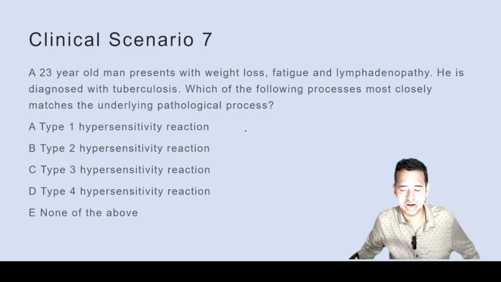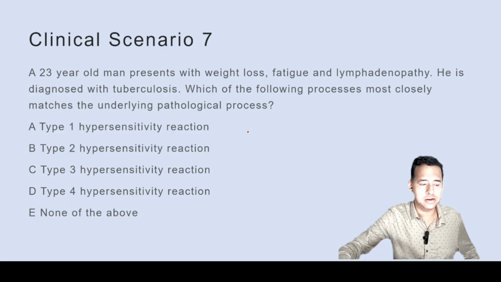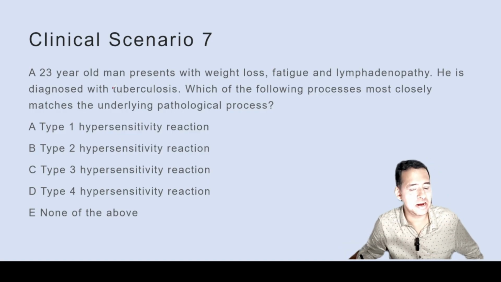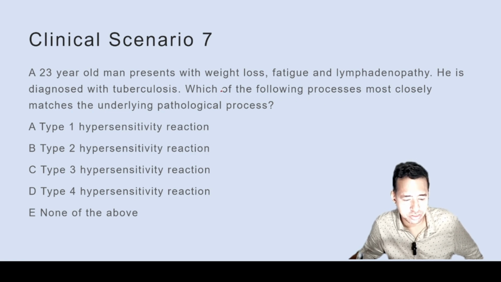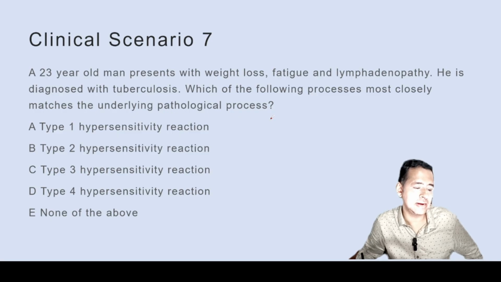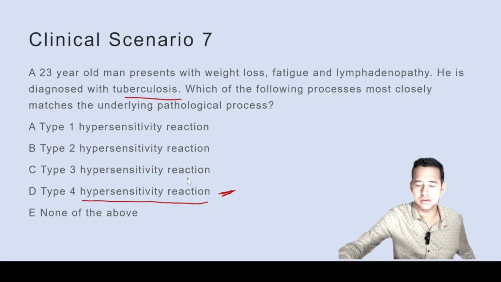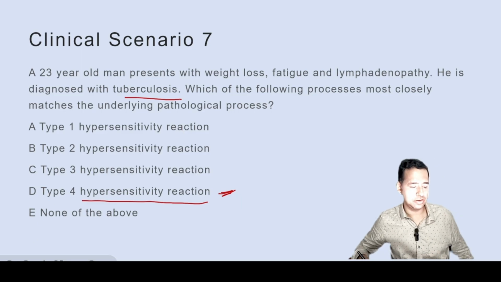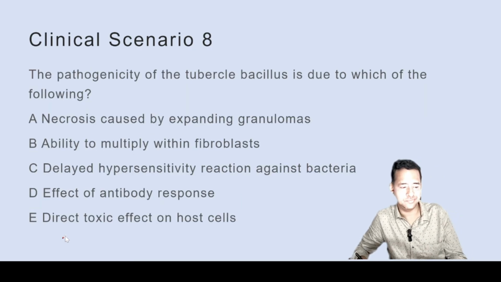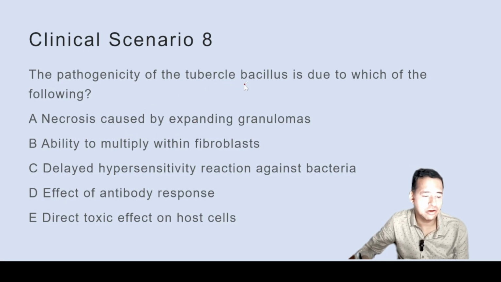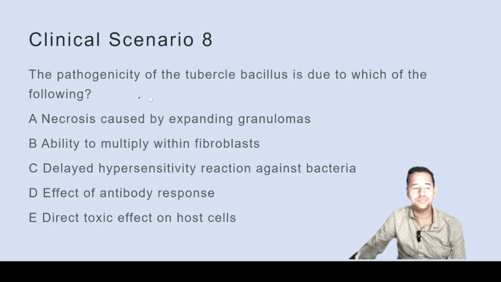Clinical scenario 7. Okay, a 23-year-old man presents with weight loss, fatigue, and lymphadenopathy, and he is diagnosed with tuberculosis. Which of the following processes most closely matches the underlying pathological process? Your question is about tuberculosis, so your answer is delayed type, type 4 hypersensitivity reaction, nothing more than that. Finally, in the eighth scenario, the last one: the pathogenicity of the bacillus is due to which of the following?